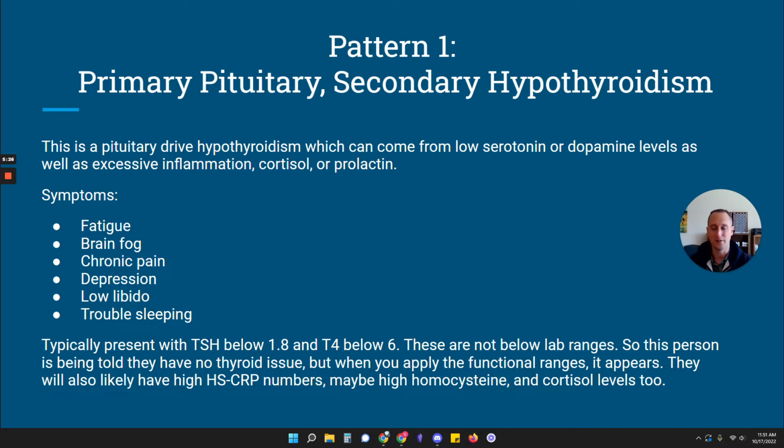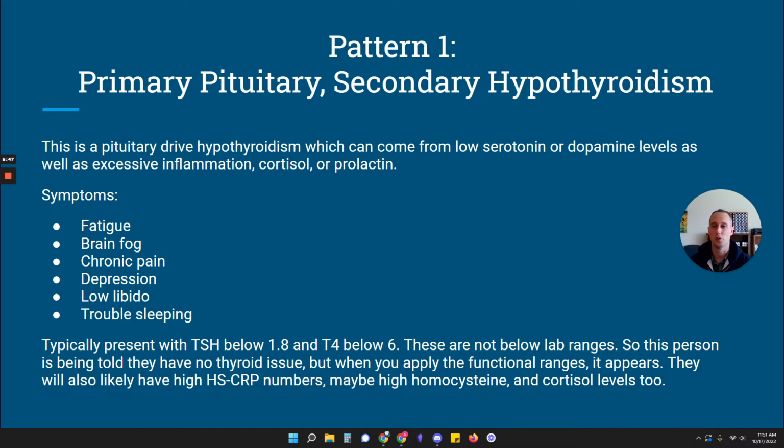But when you apply the functional ranges, as a functional medicine doctor, I always apply functional ranges here. With functional ranges, we squeeze in those lab ranges so that we can see if you are falling outside of an optimal range or an optimal zone. So these people also present with high CRP numbers.